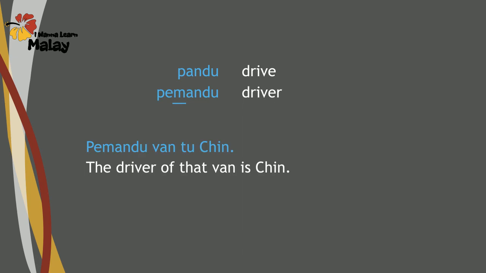Another letter which is dropped from the verb infinitive would be P. For example, pandu, which is to drive. So if we want to add the PE per prefix, we need to drop the P and add an M. So it becomes pemandu, which means a driver. Pemandu van tu Chin. So that means the driver of that van is Chin.